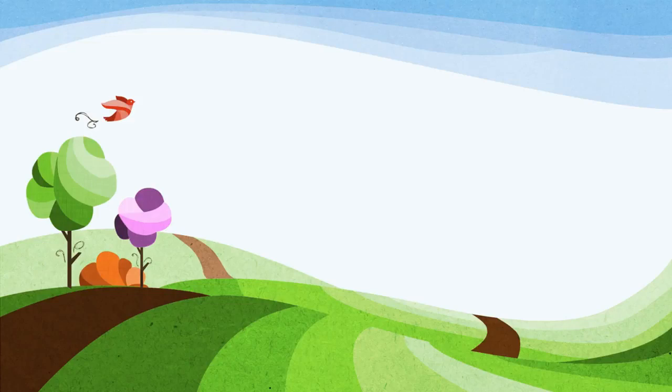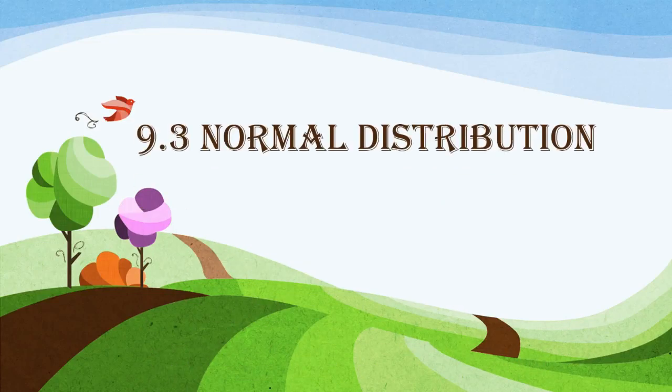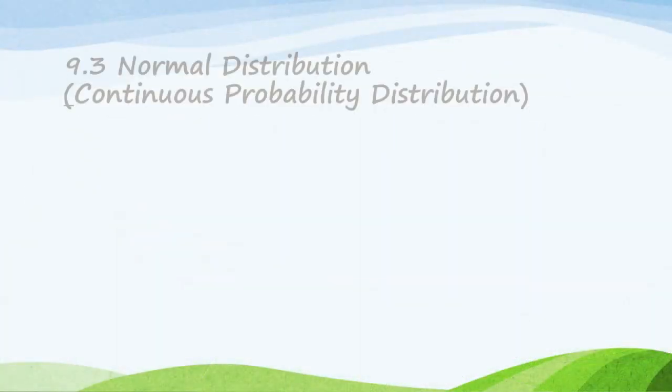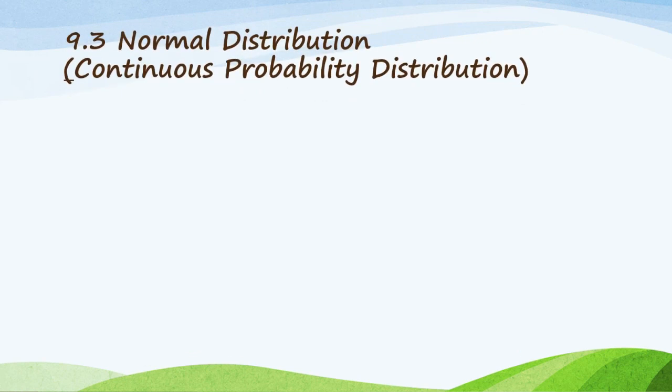Okay, let's continue. 9.3 Normal distribution. Okay, the normal distribution is a continuous probability distribution.